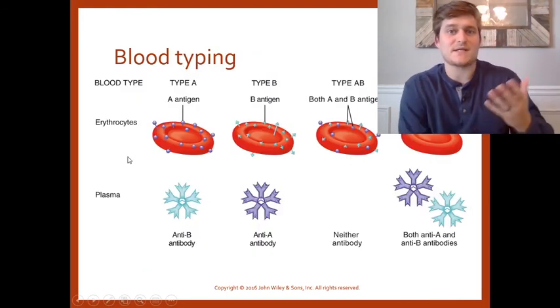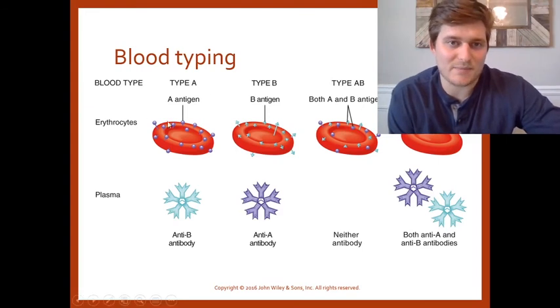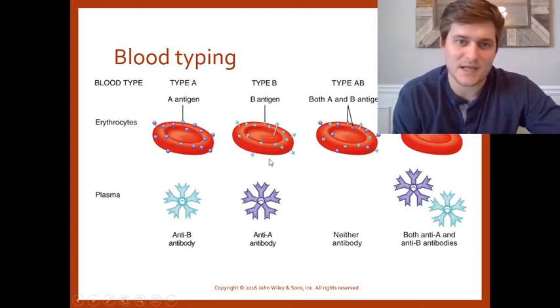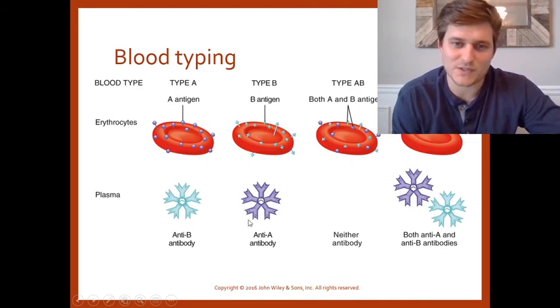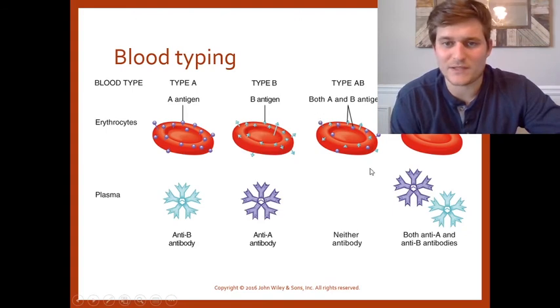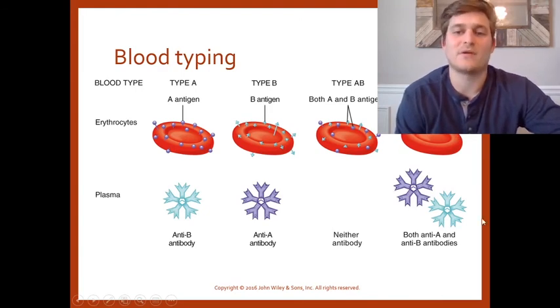And we can see here a diagram that better depicts this. Type A blood will have A antigens and anti-B antibodies. Type B, the opposite: B antigens and anti-A antibodies. Type AB blood, both antigens, but neither antibody. And type O blood, neither antigen, but both antibodies.